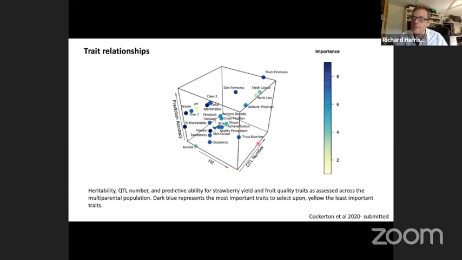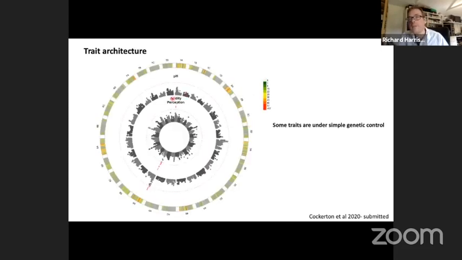And then this tells us something about the architecture of the trait. So how many individual genetic variants are contributing to that trait? And you can see that some things are highly heritable, we can predict with fairly good accuracy, and are under differential levels of genetic control. And so just to give you another example of this, this is acidity perception.